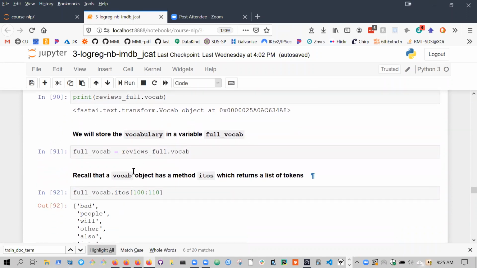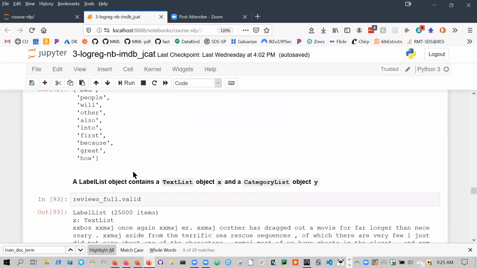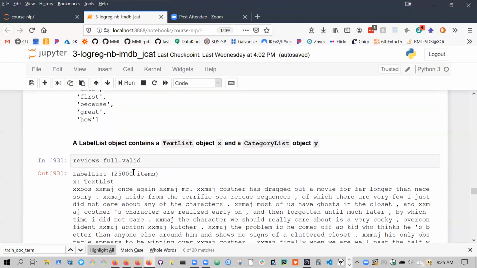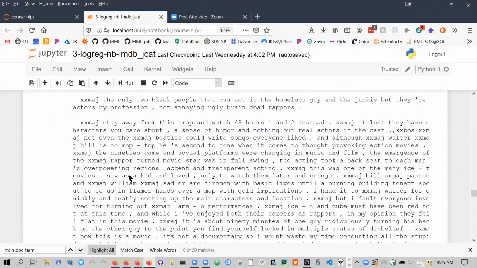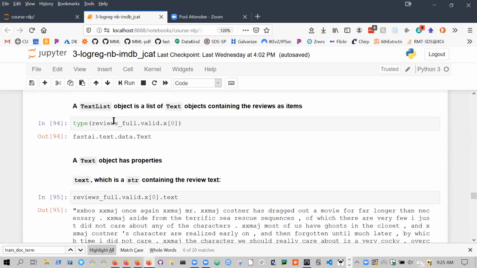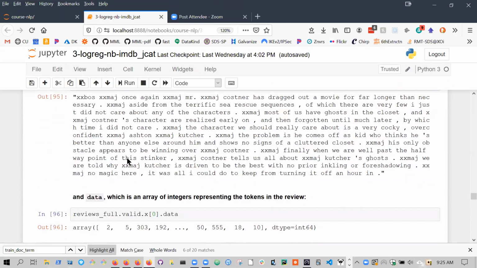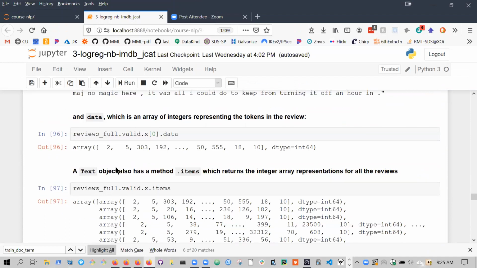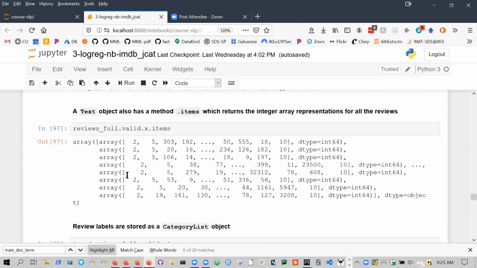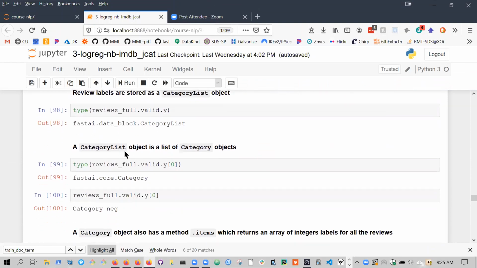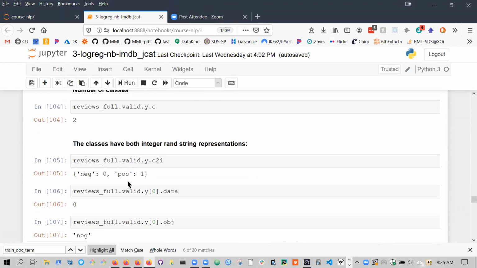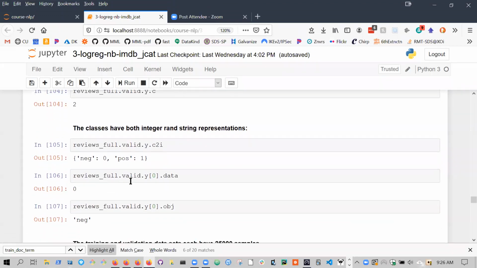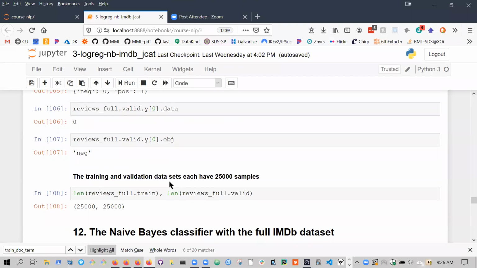We're just examining all of these objects in a little more detail that you get from FastAI's application programming interface. I'm just going to go through this really quick. I described text list objects. There are text objects. They've defined all of these objects in their API and all the properties that they have. Category list, we've talked about this a little bit. Category is another object. So it's just exploring what you have in this interface, which gets you familiar with some of these objects.